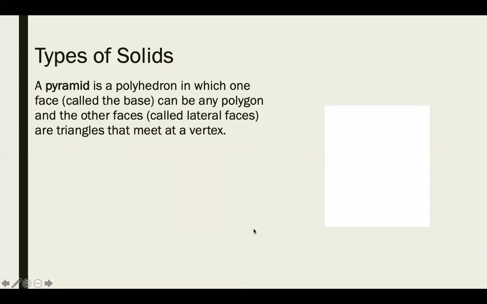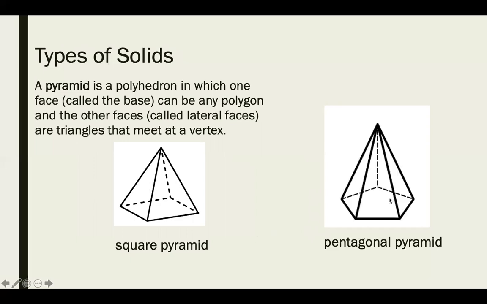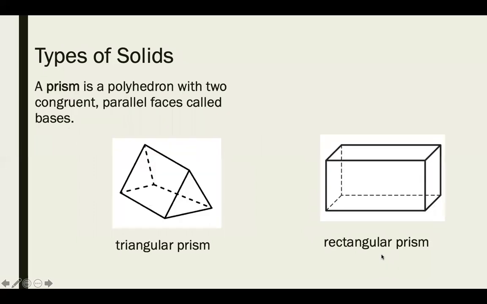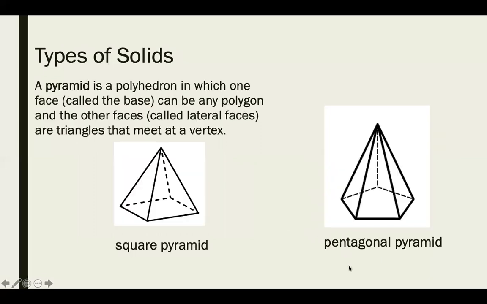So that's a prism. We've also got a pyramid. So a polyhedron in which one face called the base can be a polygon, and the other faces are triangles. So in this case, we have one base and then a bunch of triangles. So here, this is a square pyramid. The bottom's a square. All the rest of the sides are triangles. This would be a pentagonal pyramid. Base is a pentagon, and each of the sides are triangles. So we compare that to a prism where we've got 2 bases and the sides are rectangles. Here we've got one base and the sides are triangles for a pyramid.